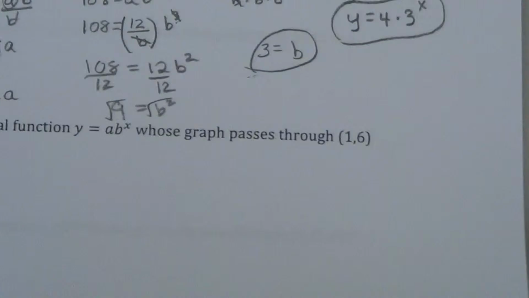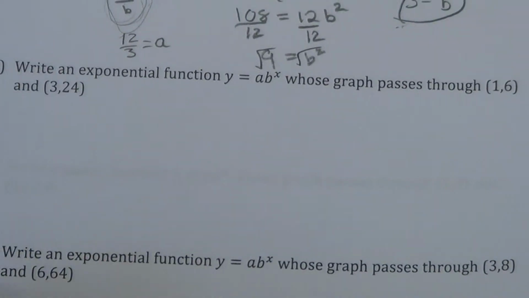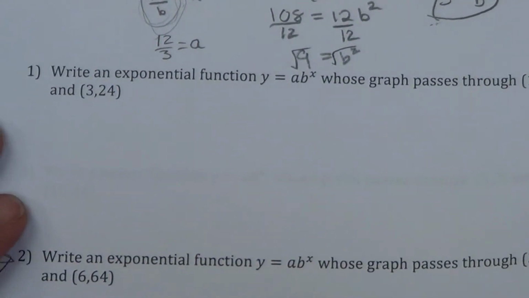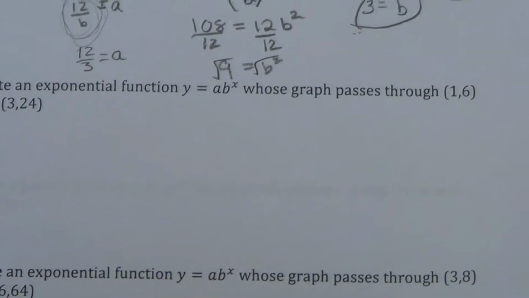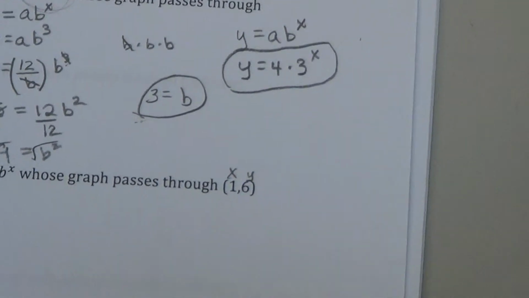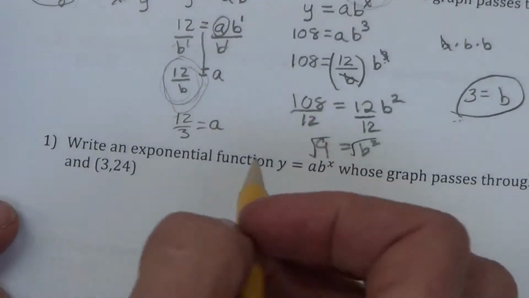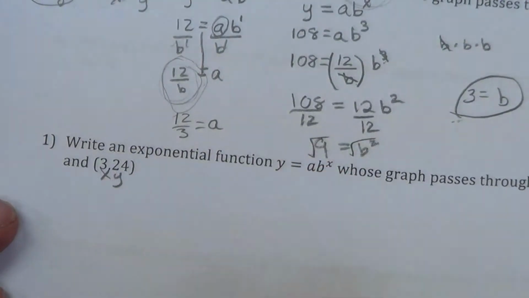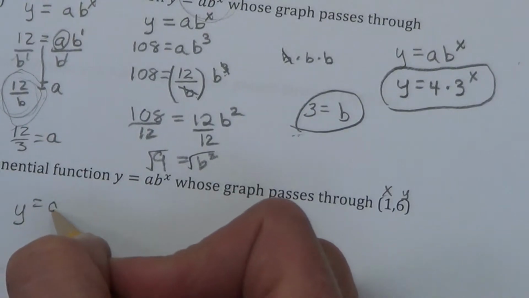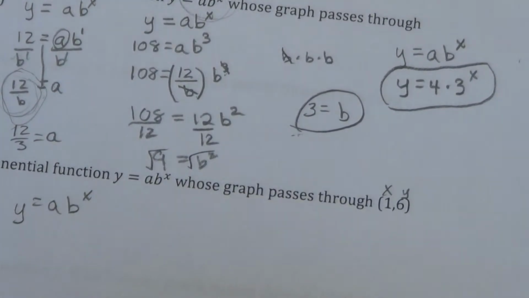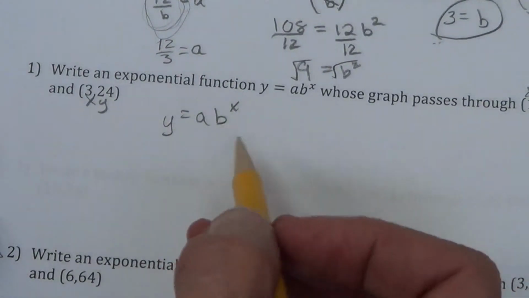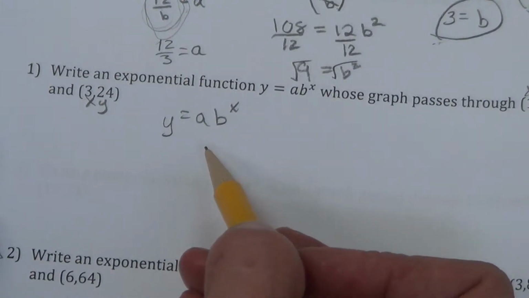I'm going to do one more with you, and then I want you to turn off the video and do number 2. But let's do this next one together and see if you have a little better idea. First thing we do is we label our x and our y. And then we label our x and our y for the other point. Now we write our exponential function, y equals ab to the x. Sorry, I'm getting a little bit off camera here. So now we plug in our x, y values from each of the points.